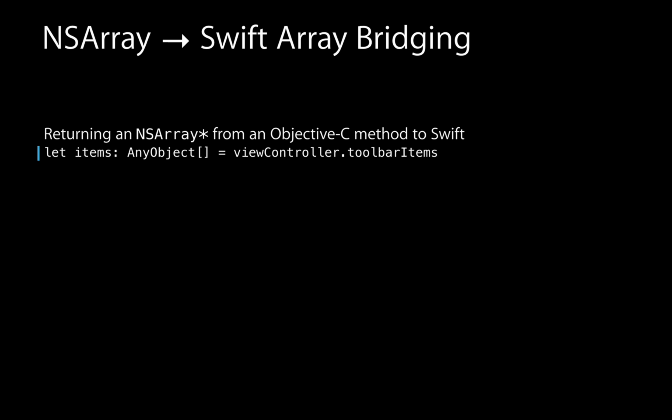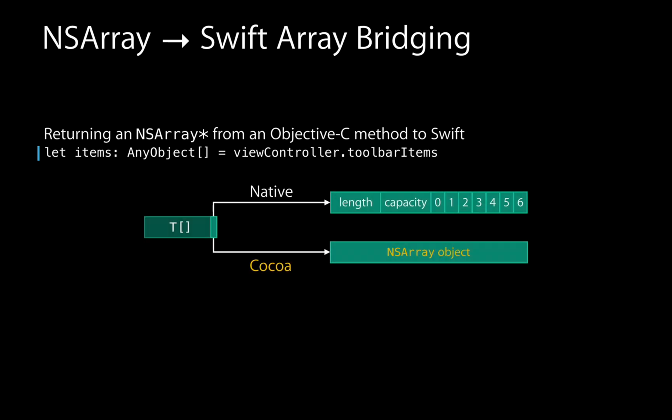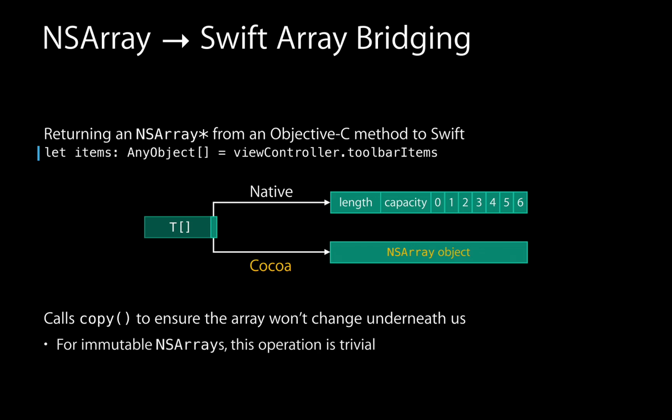Well, given our two representations, it's extremely efficient to do it because we have a representation that can just take that NSArray directly. All we need to do is one copy operation to make sure the contents don't change underneath us if it's a mutable array. But the common case here is that it's not a mutable array. It's an immutable NSArray. And so this copy operation is trivial. It's a message send. It's a retain. That's it. So this conversion is extremely fast.